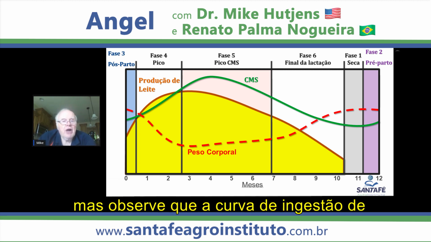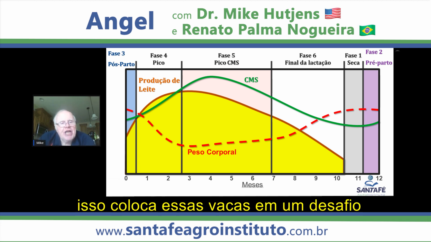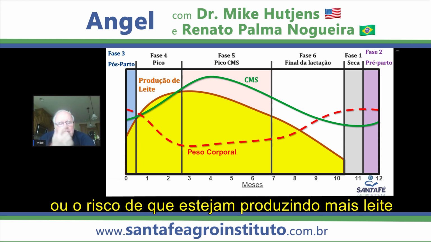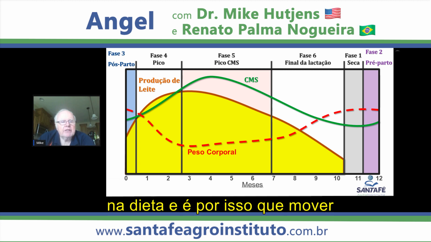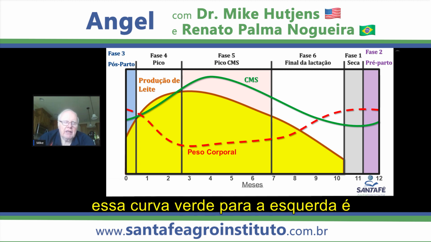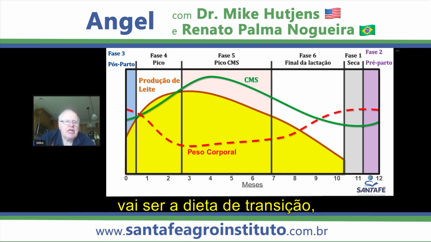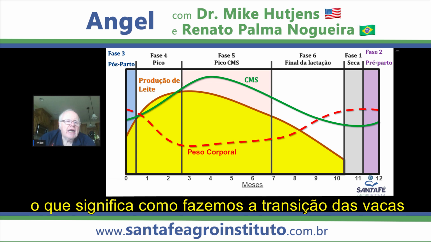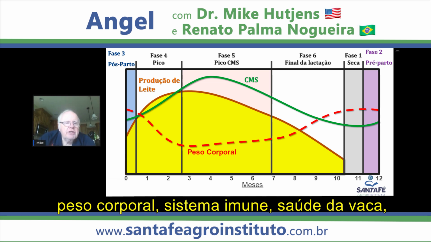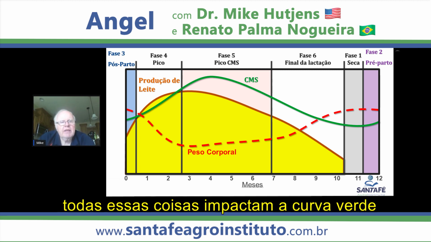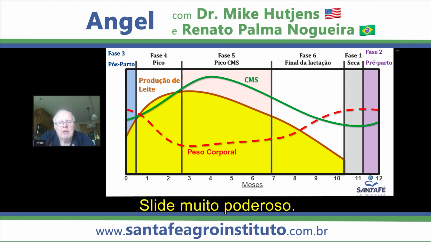But notice the dry matter intake curve lags behind. So that puts these cows at a bit of a jam or a risk that they're producing more milk in some cases than what they can support through their dietary nutrient intake. And so that's why moving that green curve to the left is very, very important. And certainly a huge factor on that is going to be transition diet, meaning how we transition cows from dry period to the milking period, body weight, immune function, health of the cow. All those things come in and impact the green curve, as you'll see here in just a minute. Very powerful PowerPoint.